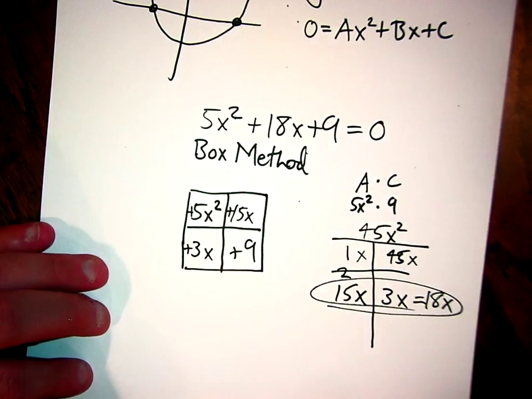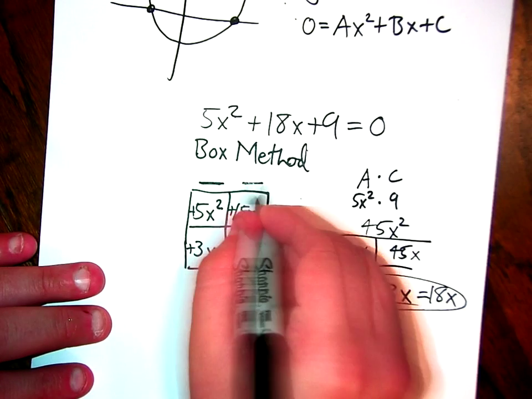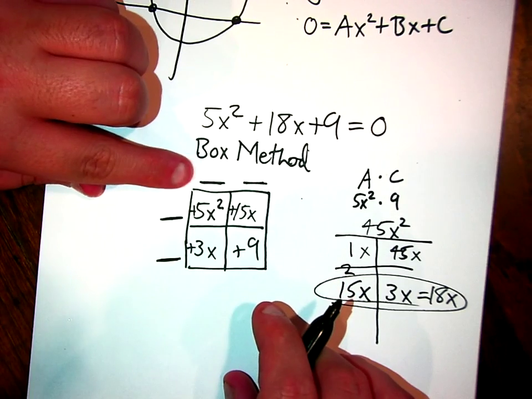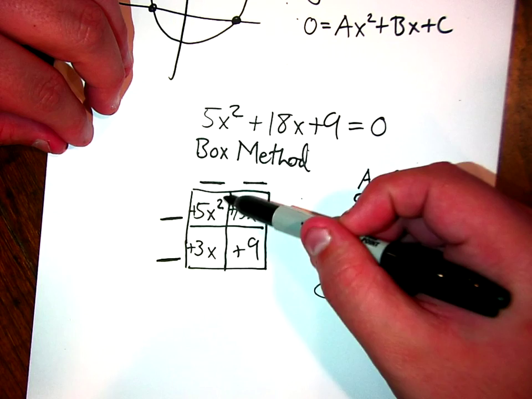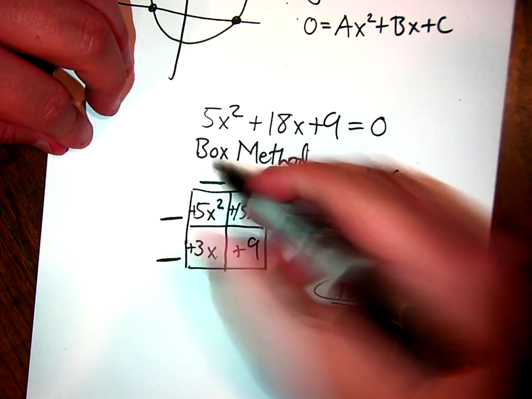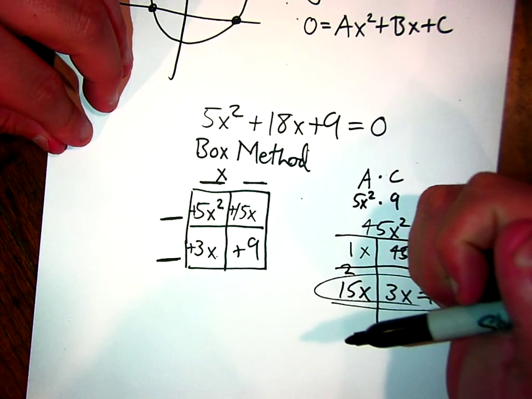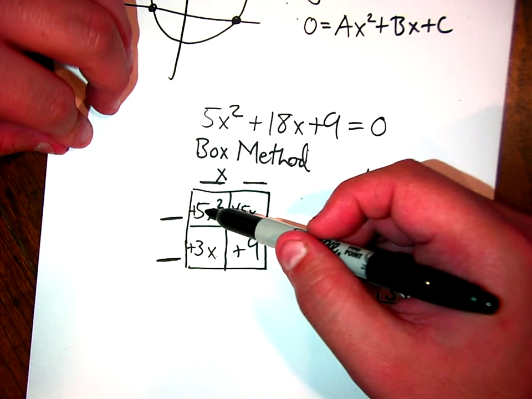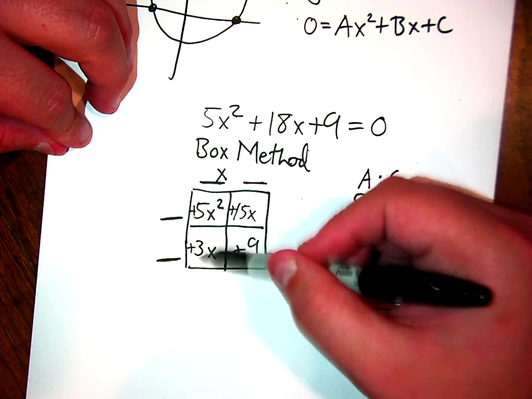Alright, so now that I have my box filled out, I'm going to go ahead and look for GCFs, or greatest common factors, for my binomials. So let's start with this top box here. What is the greatest common factor of 5x squared and 3x? Well, I know it's going to have an x in it because they both have x. But I don't think there's a greatest common factor other than one that deals with 5 and 3 here. So I'm just going to leave it x.